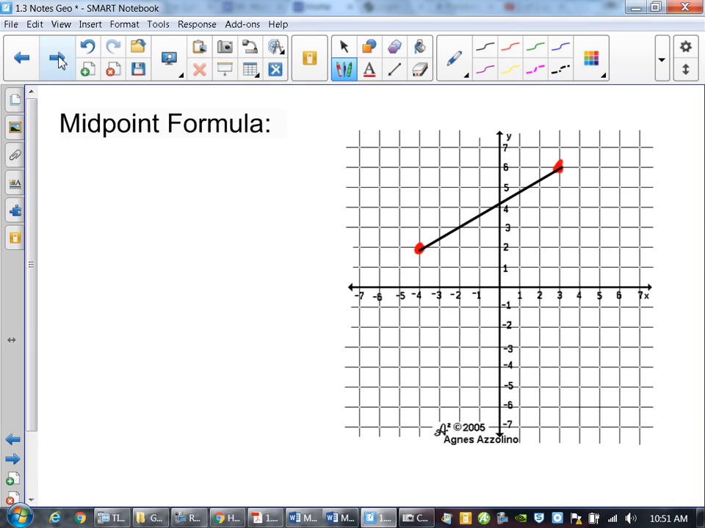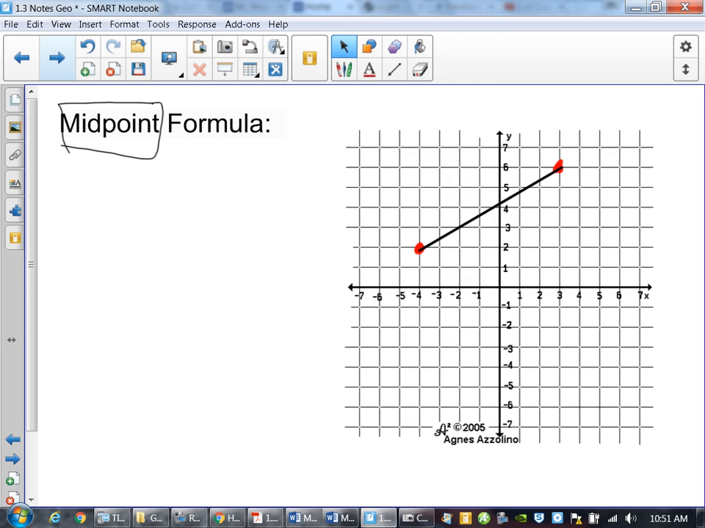Which allows you then to not only use algebra, but sometimes we might have to use coordinates. Now, I'm not worried about the graph stuff, so don't graph this. But I want to talk about midpoint. Remember, midpoint is just a halfway point. It's the average of two numbers.